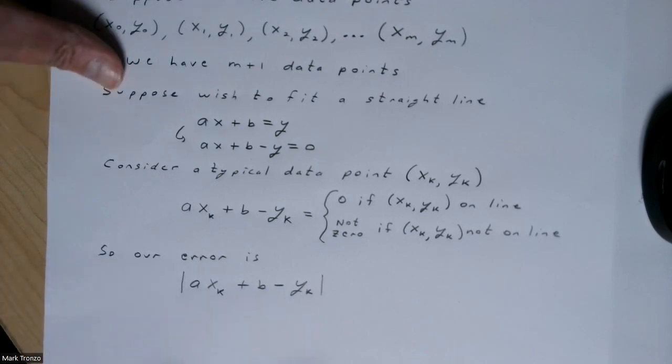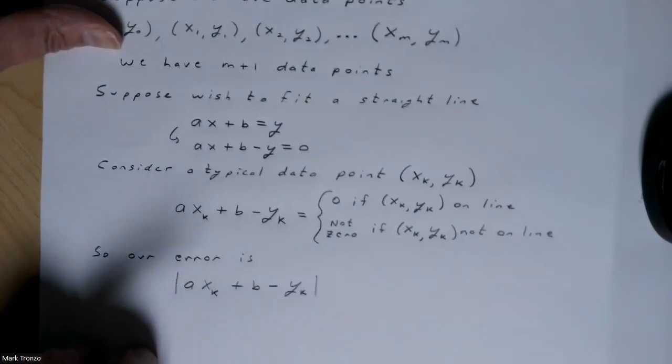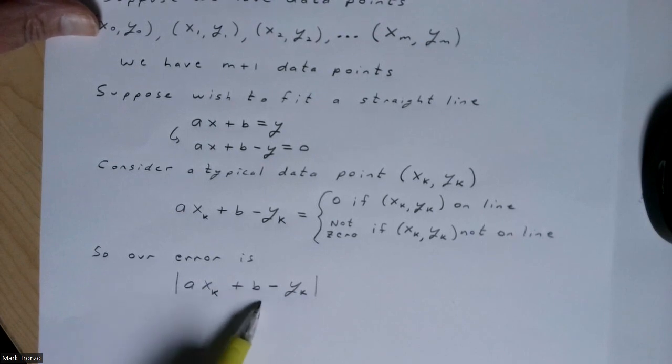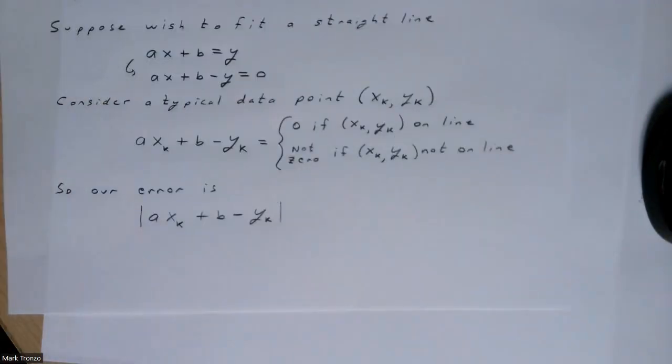And now the strategy is we want to choose our a and b that represent our line. Of course, this is going to be like the slope and the y-intercept. We want to choose those.